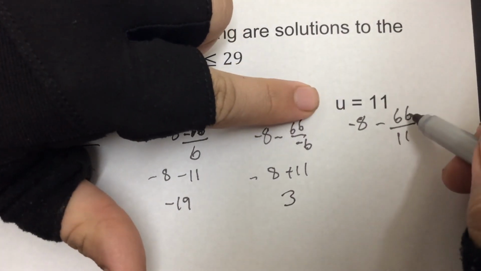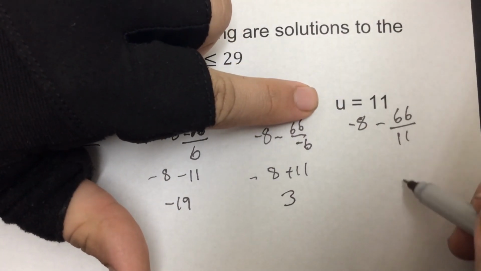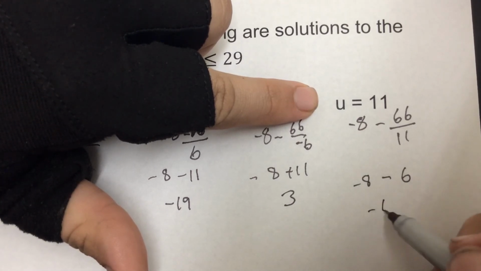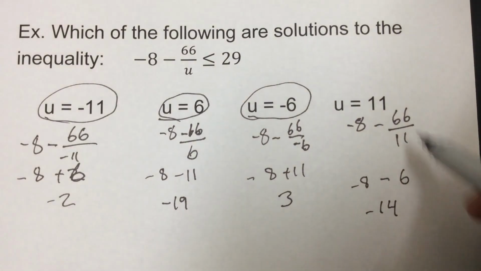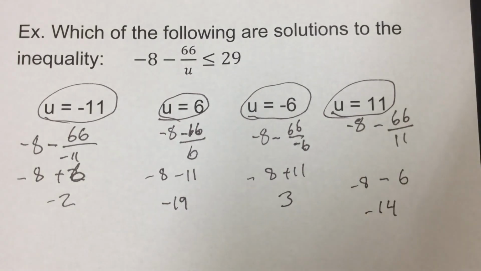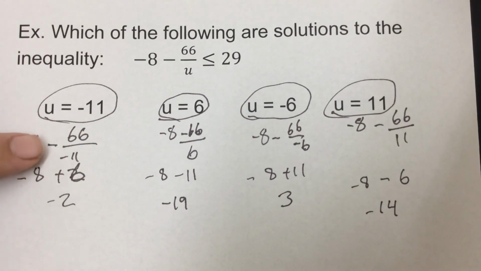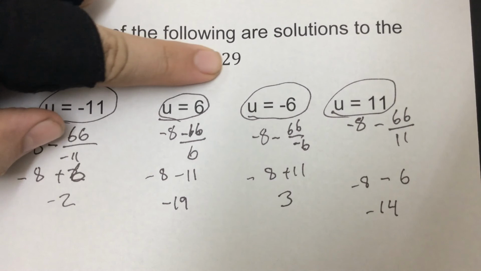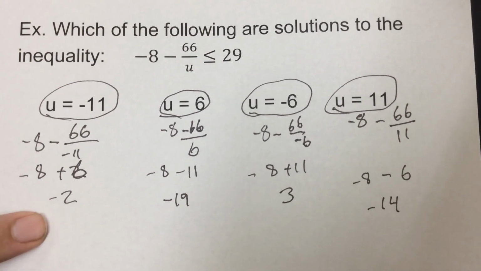So now let's see if 11 will work. 66 divided by 11 would be a 6. The minus is still there, and the minus 8, which would be a minus 14. Hey, that one's less than as well. So that one is also an answer. So that's what you've got to do. You've got to plug those in and solve them out, and then see, does this still make this true? Well, is it going to be less than or equal to 29 with what I get on that side?